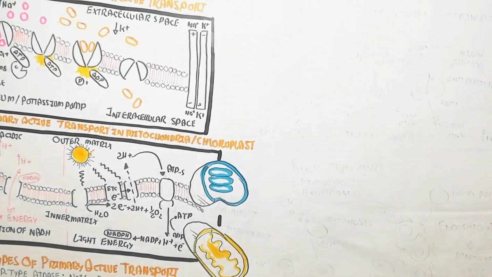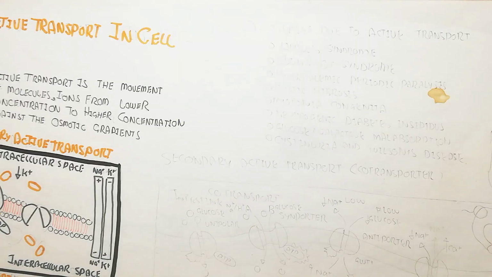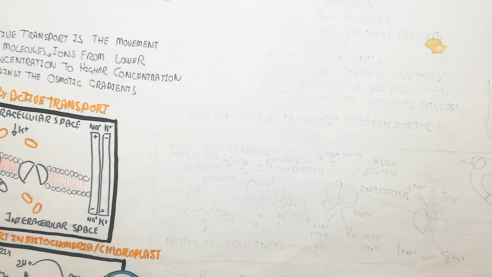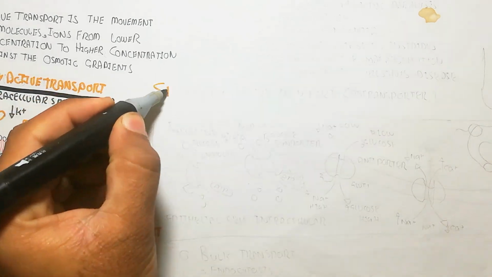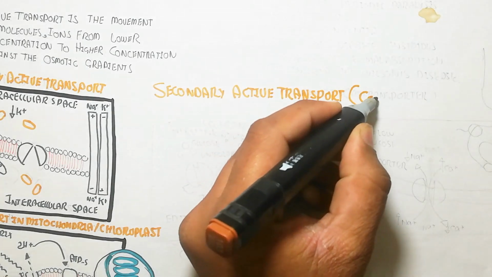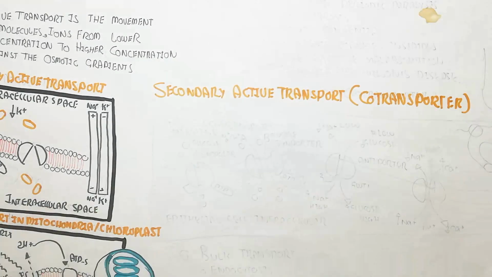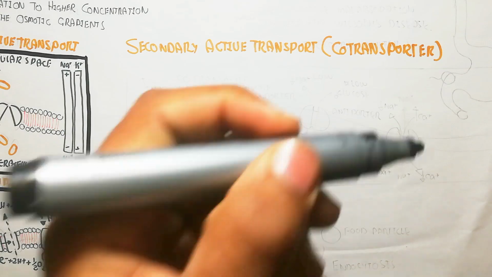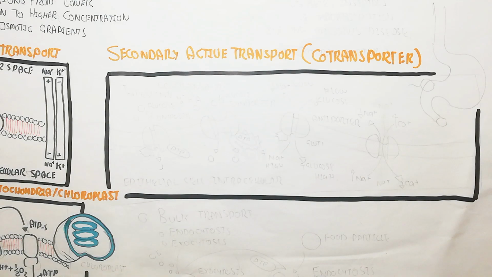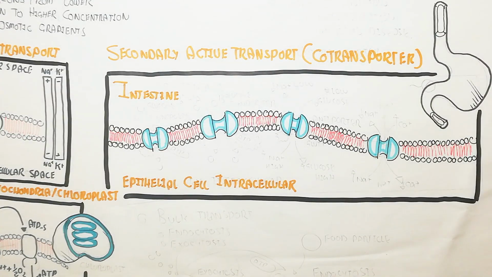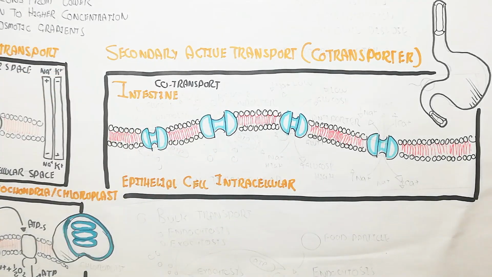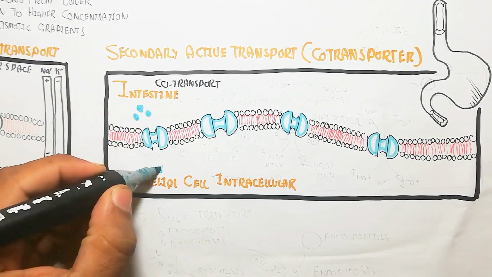Let's understand secondary active transport. It is also known as the co-transporter. After this, we will understand the diseases, but first we will understand the secondary active transport, the co-transporter. The co-transporter channel is important, and in this way another molecule or ion is required for the movement of the real cation, anion or molecule. The special example is the gastrointestinal tract, the epithelial cell of the intestine and its intracellular space.